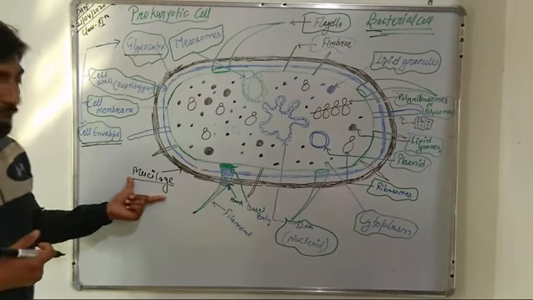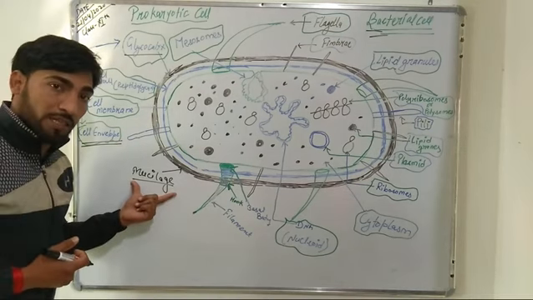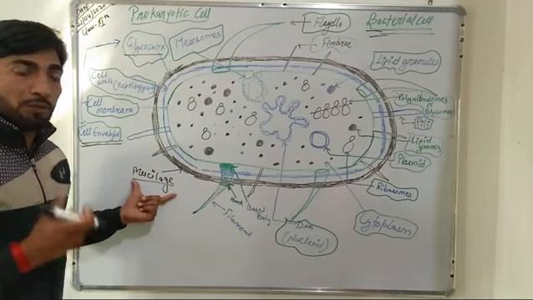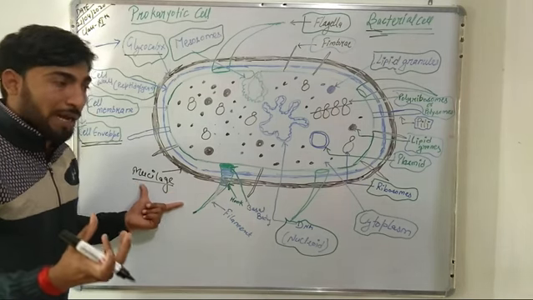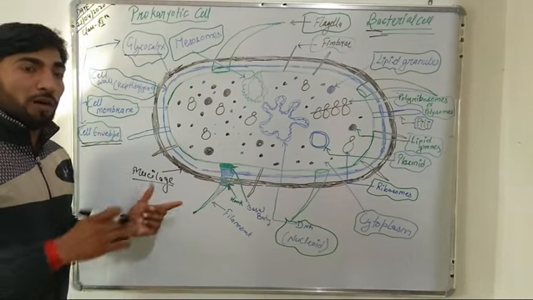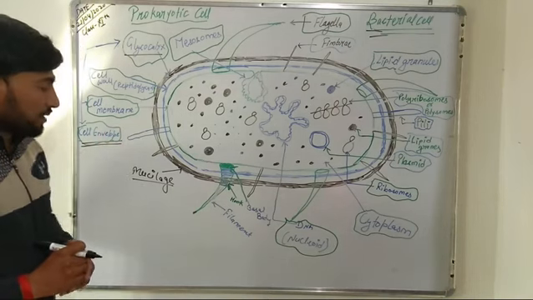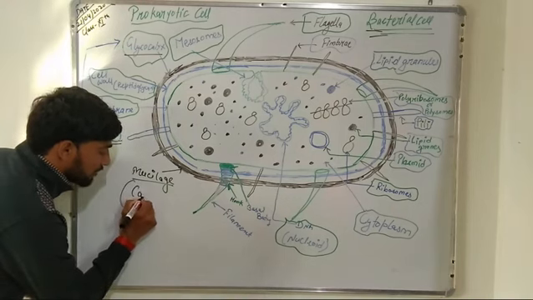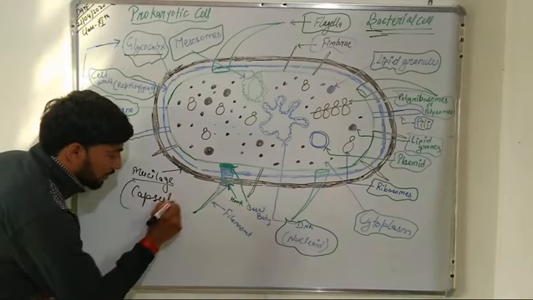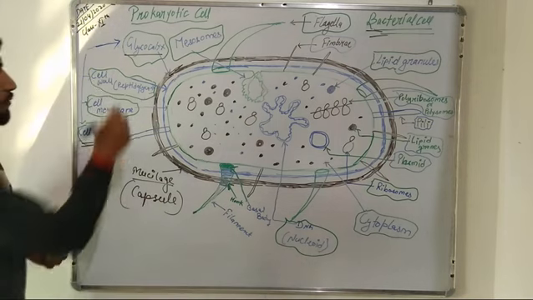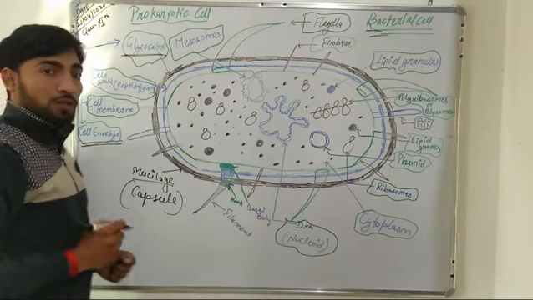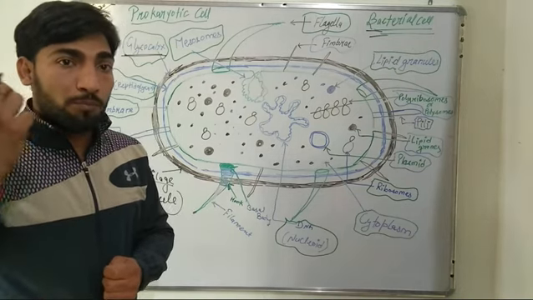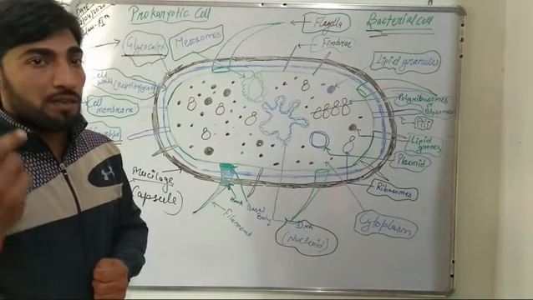of carbohydrates. It is the mucilage layer which results in the formation of capsule during unfavorable conditions, and it protects the bacteria from unfavorable environmental conditions. Now what is the function of this glycocalyx? The glycocalyx is responsible for providing protection to the bacterial cell.